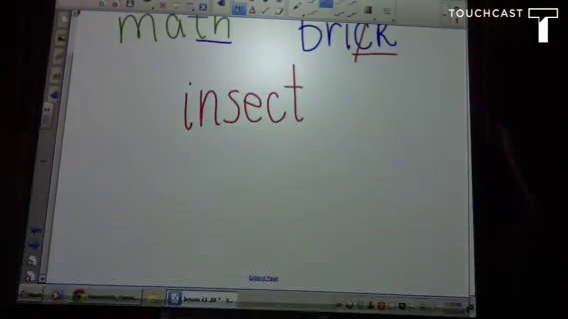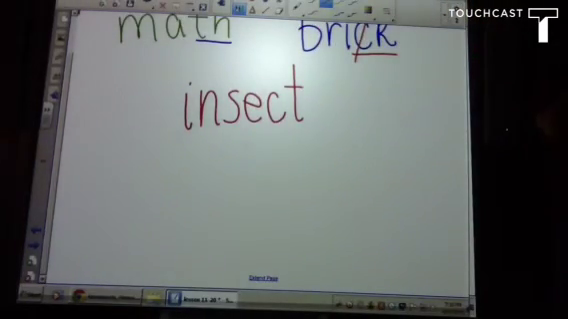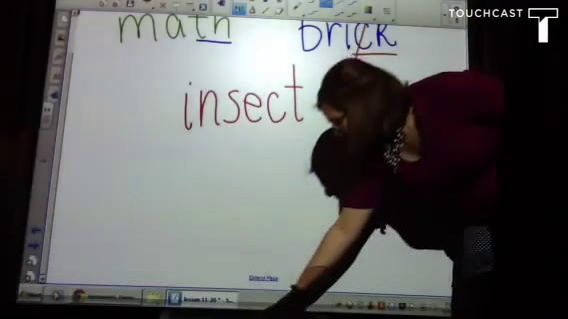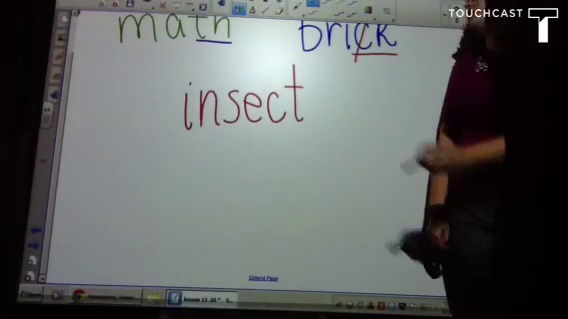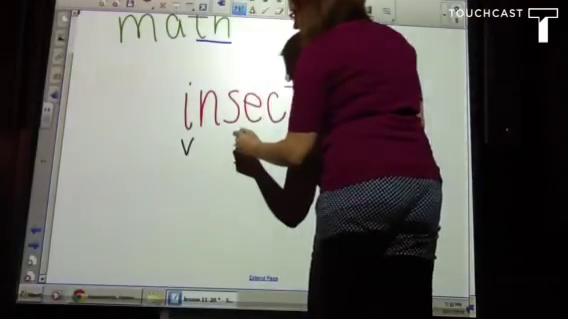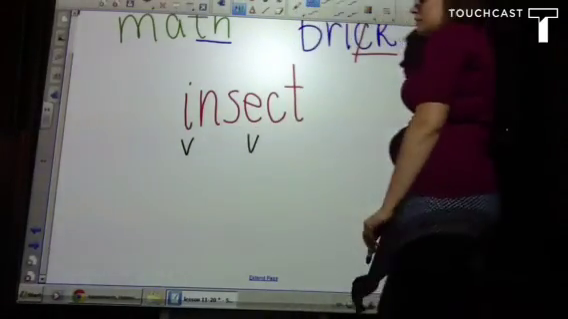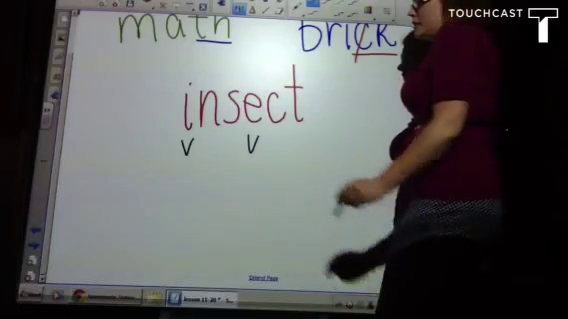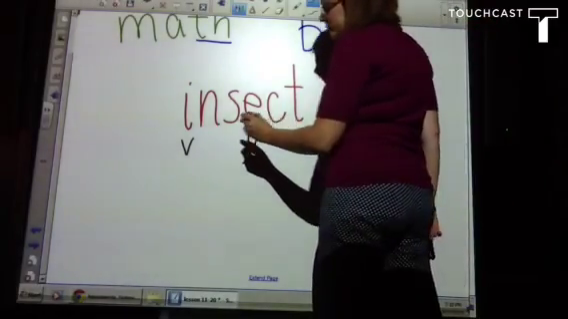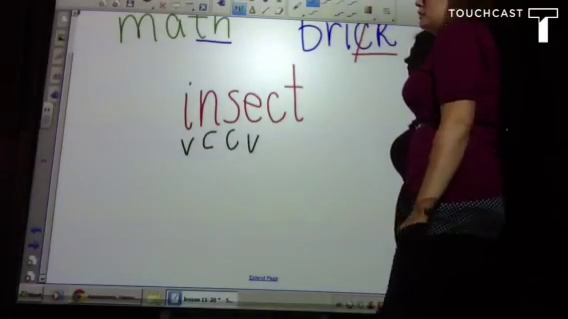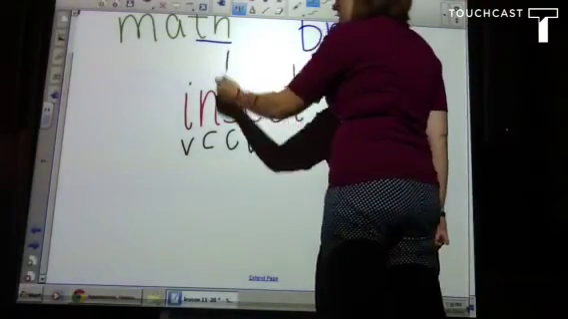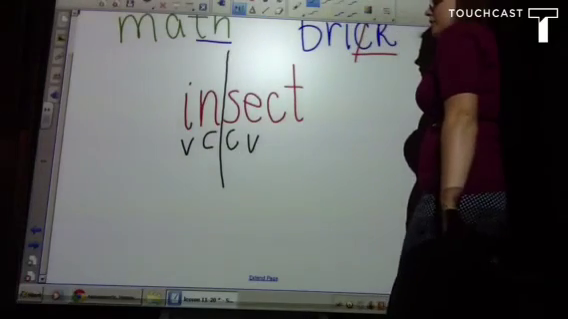What about this word? Insect. What do I need to do? You find the vowels. Okay, where are my vowel sounds? The I and the E. Alright, then what? We should do the consonants between the vowels. Which are? N and S. Okay, then what? Just split the two consonants in the middle. Like that? Yeah.